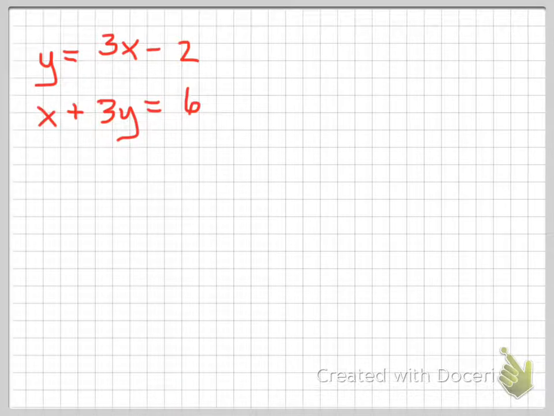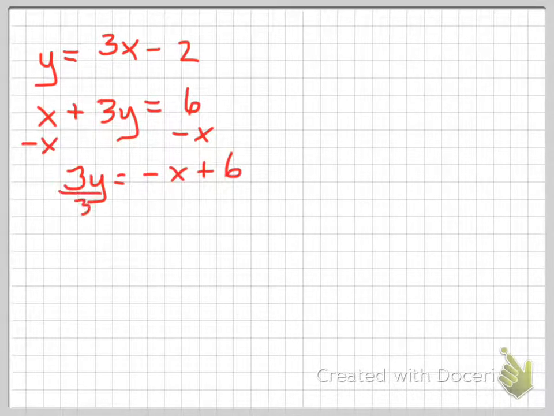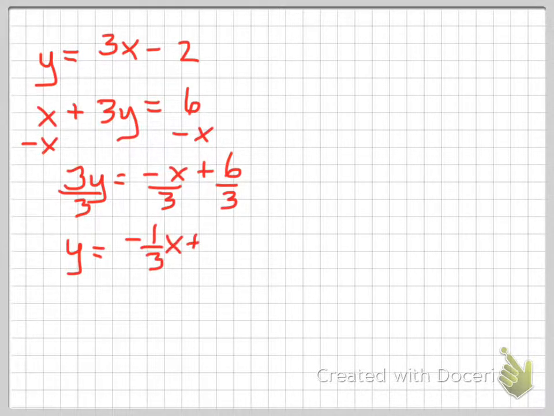Here are two lines, and I want to determine if they are perpendicular to each other or parallel to each other, or neither one of those. Lines don't have to be either parallel or perpendicular. Let me put the second equation into our y equals mx plus b format. So I'm going to subtract x from both sides. 3y equals -x plus 6, and dividing by the 3, I get y equals -1/3 x plus 2.